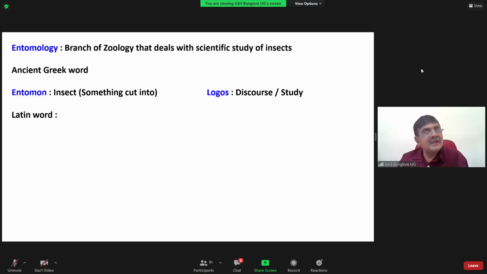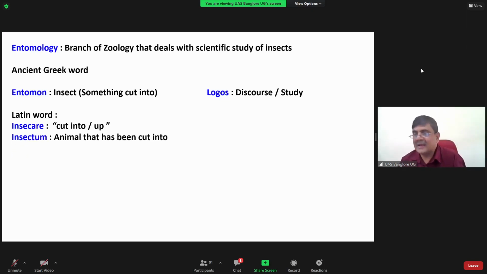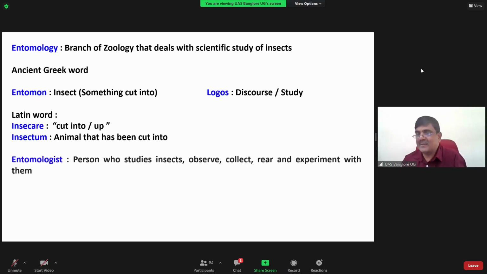In the Latin language, the word entomology comes from insecere. Insecere means cut into or cut up. And one more Latin word, insectum. Insectum means an animal that has been cut into. Already I told you, cut into means the insect is cut into different segments.